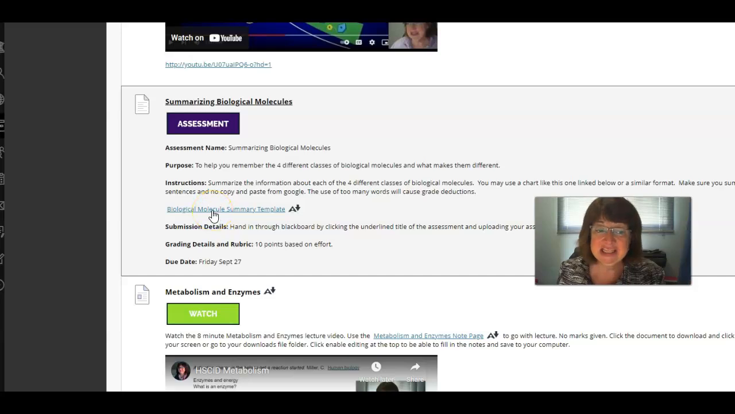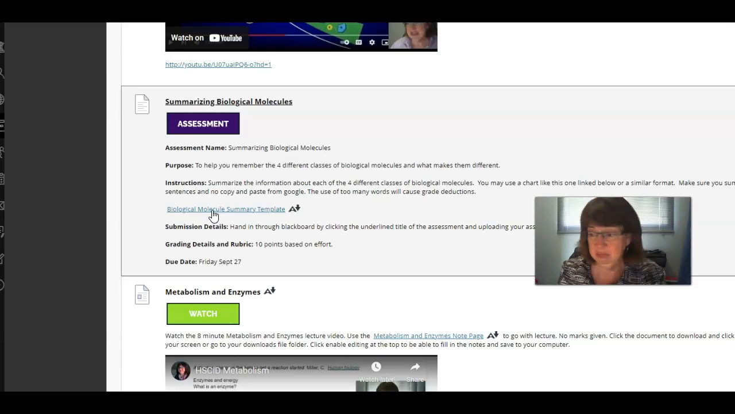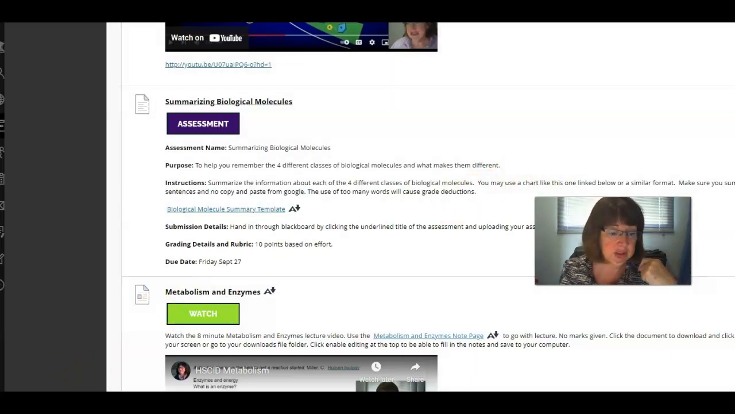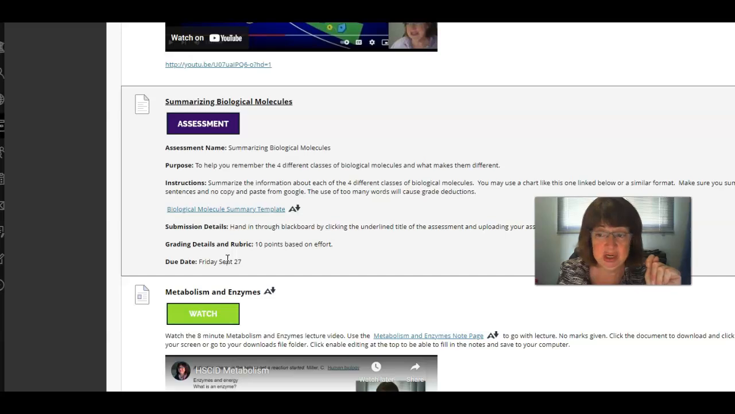And there is a summary table template here that you click on, and it'll show you the summary template. You've got to download it. So it's right here. Hopefully it'll open up for me in real time here. It's coming. It's opening. Anyway, you can use this template to summarize your information.